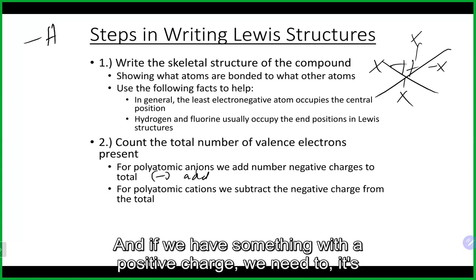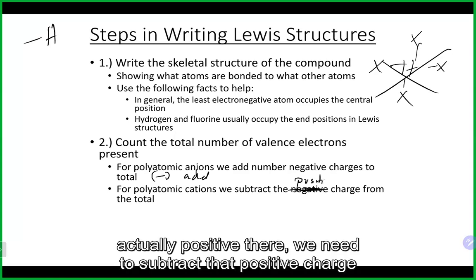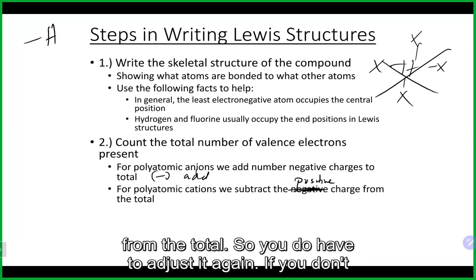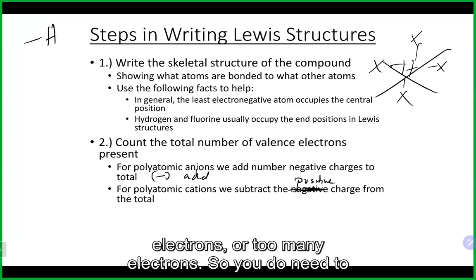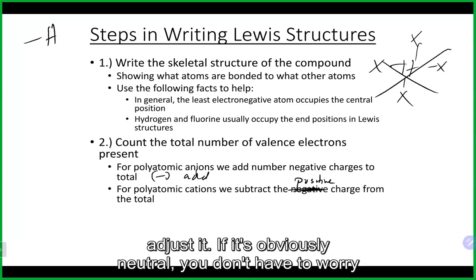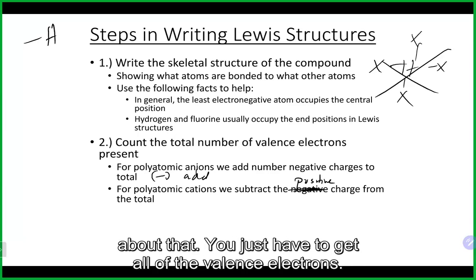And if we have something with a positive charge, we need to subtract that positive charge from the total. So you do have to adjust it. Again, if you don't do that, you will be off. You'll have not enough electrons or too many electrons, so you do need to adjust it. If it's obviously neutral, you don't have to worry about that. You just have to get all of the valence electrons.